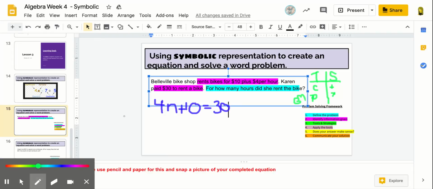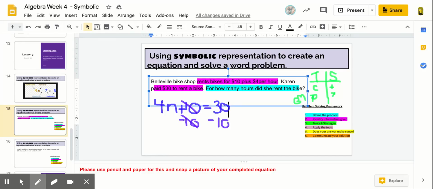Now that I've done my tools and strategies, I'm going to apply my tools. I have my equation. Now I need to solve. We have a positive 10, so I'm going to do the opposite, negative 10, and that equals 0. That zeros those out. Whatever I do to one side, I have to do to the other. So now we have 30 minus 10, which equals 20. Now I continue my equation over here: 4n equals 20.